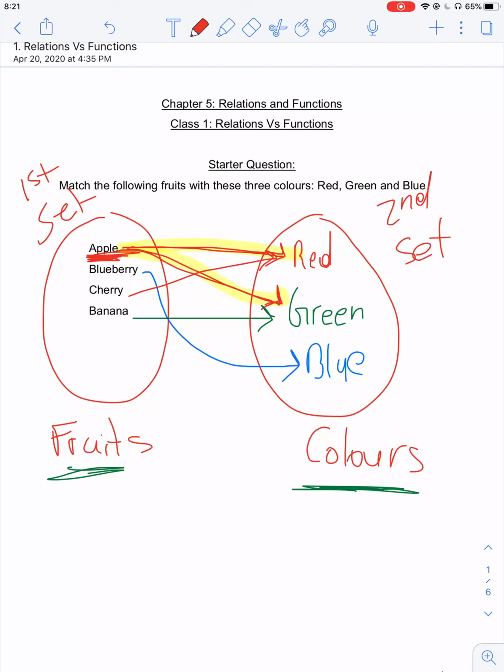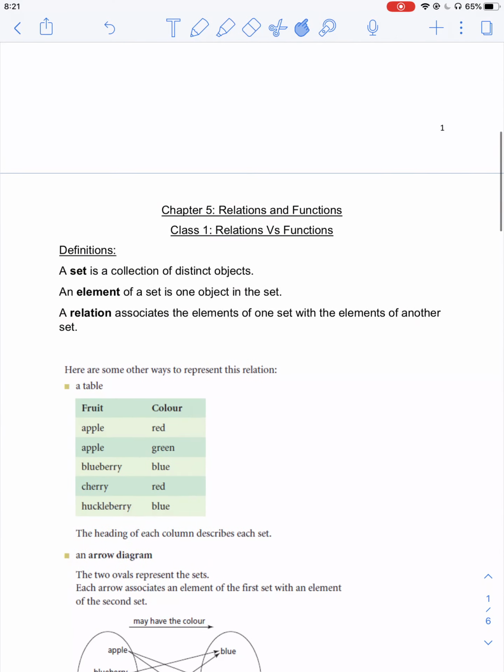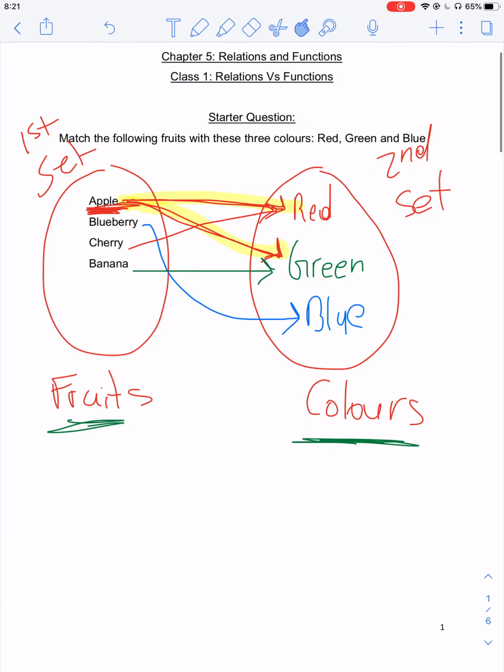To understand this, let's just go over a few definitions. A set is a collection of distinct objects. Distinct is really important. Your objects have to be distinct. That's why this is a set, because the fruits are not repeating themselves. All the fruits are different: apple, blueberry, cherry, banana. You don't see apple appearing twice, so they're all distinct. This is also a set because you have distinct colors: red, green, and blue. So both of them are sets.